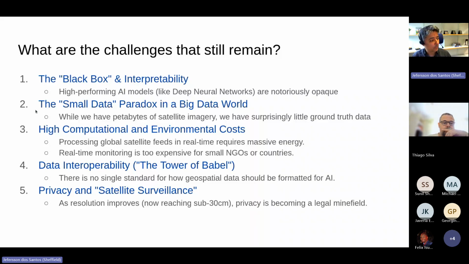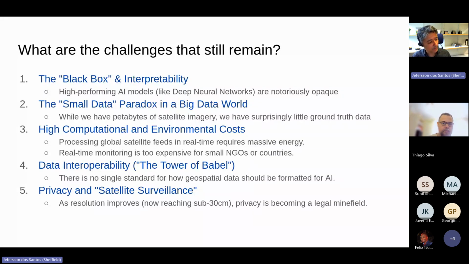The second would be the small data paradox, which is the lack of annotated data to train the models, and this is very necessary for deep learning. Although we have seen some development based on self-supervised learning, we still have a lot of challenges to extract better information from the data we have, especially when we depend on expert users, for example botanists or people who have the knowledge to analyze and annotate the data for training the models.